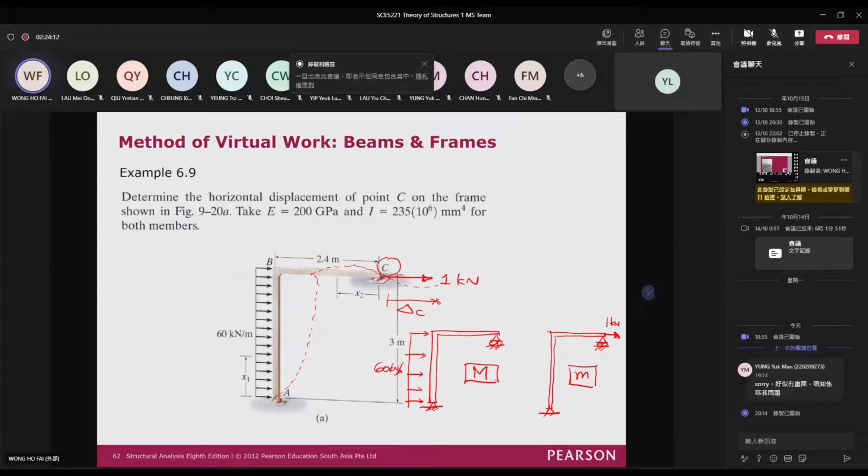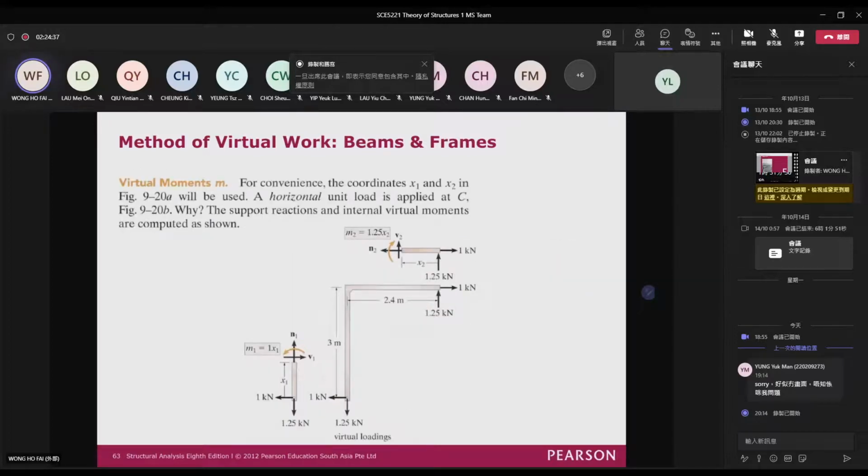Okay, then we again use the same equation, m over EI times dx, which is equal to delta. First of all, we apply our 1 kN on the structure. Then by using equilibrium, we can find the support reaction at the member.